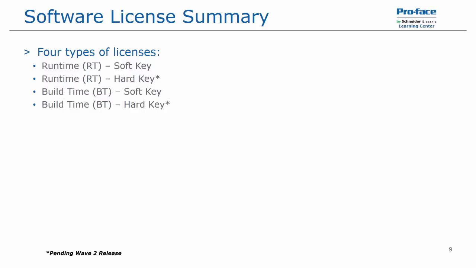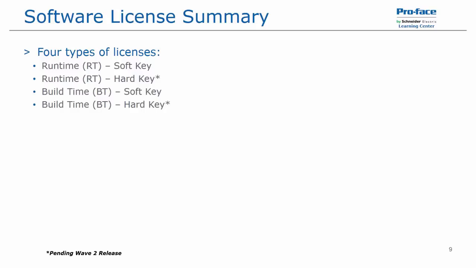And as of right now, runtime licenses are only available with the PS5000 industrial PCs. Additional PC support is scheduled for release later this year. And since hard keys are not available at this time, soft keys are the only licensing method that we can use. However, only one type of soft key license, be it build time or runtime, can be used on a single system at a time.